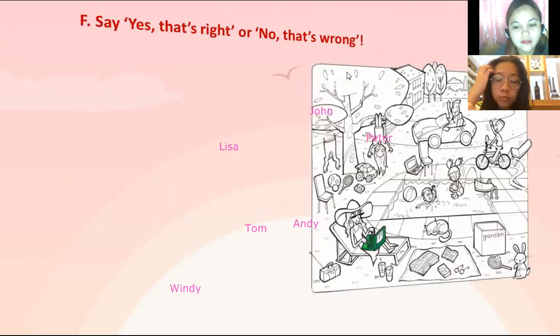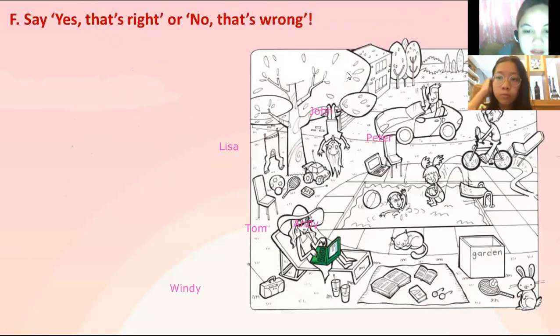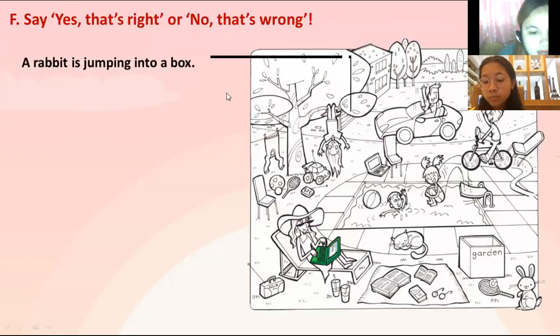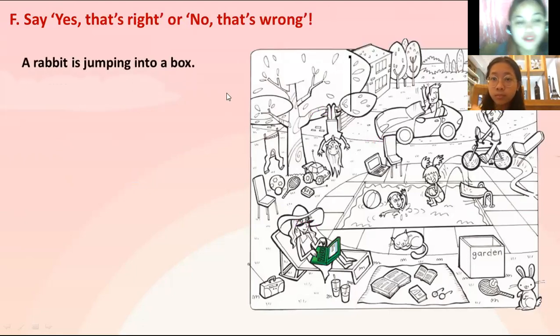All right, so now let's go back here. I will erase first the names. Okay, now Laura, you just have to say yes, that's right, or no, that's wrong. A rabbit is jumping into a box. Yes, that's right, or no, that's wrong. No, that's wrong.